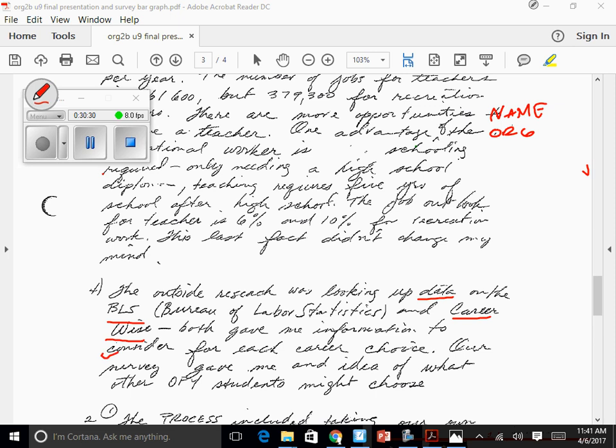It says here, both gave me information to consider for each career choice. Again, this you're writing just as is. This is exactly what you did. Our survey gave me an idea of what other OFY students might choose. Unlike OFY students, I also want you to write the word population under that. Good. I will not do.